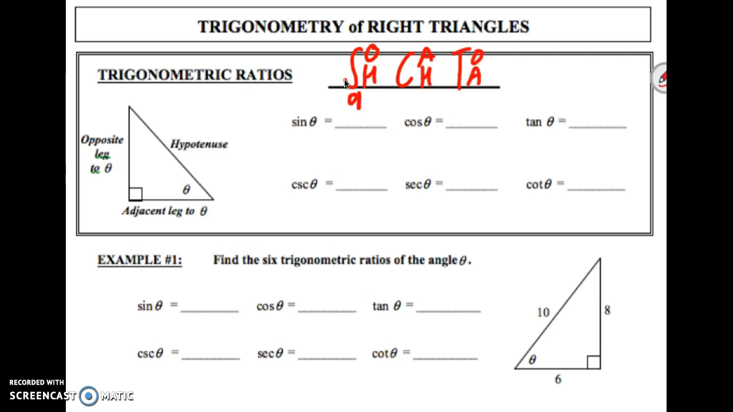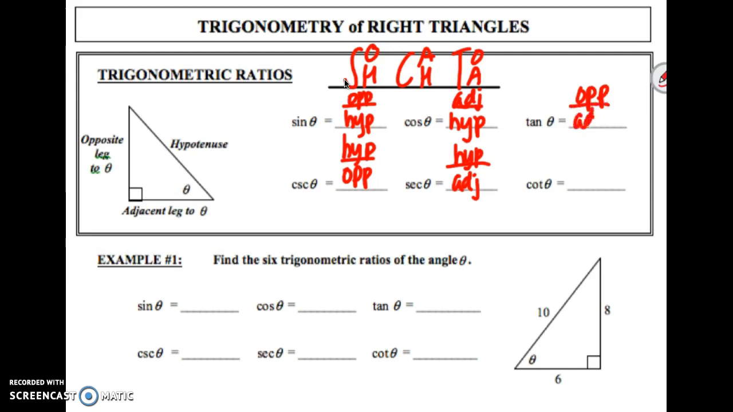where sine is the opposite side over the hypotenuse. And since cosecant is the inverse of sine, we know cosecant is hypotenuse over the opposite side. Cosine we know is the adjacent side divided by the hypotenuse. And since secant is the inverse of cosine, secant is hypotenuse over the adjacent side. And tangent is the opposite over adjacent.